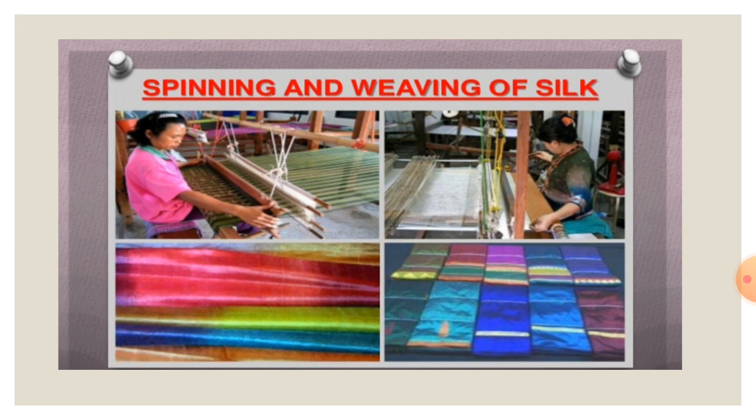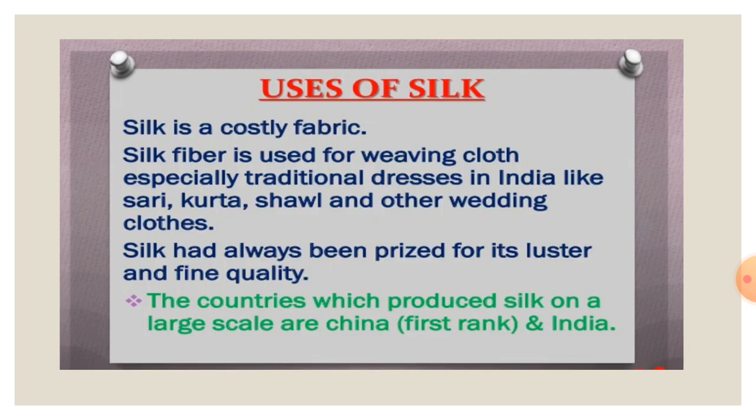This is the picture. See, spinning and weaving of silk is going on. Now see the pictures of silk. How beautifully it's coming out from the silk moth. Now this was all about the processing of silk: the rearing, then reeling, then dyeing and spinning. These are the 4 steps, and the 4 stages of life cycle of silk moth: eggs, larva, pupa and adult.